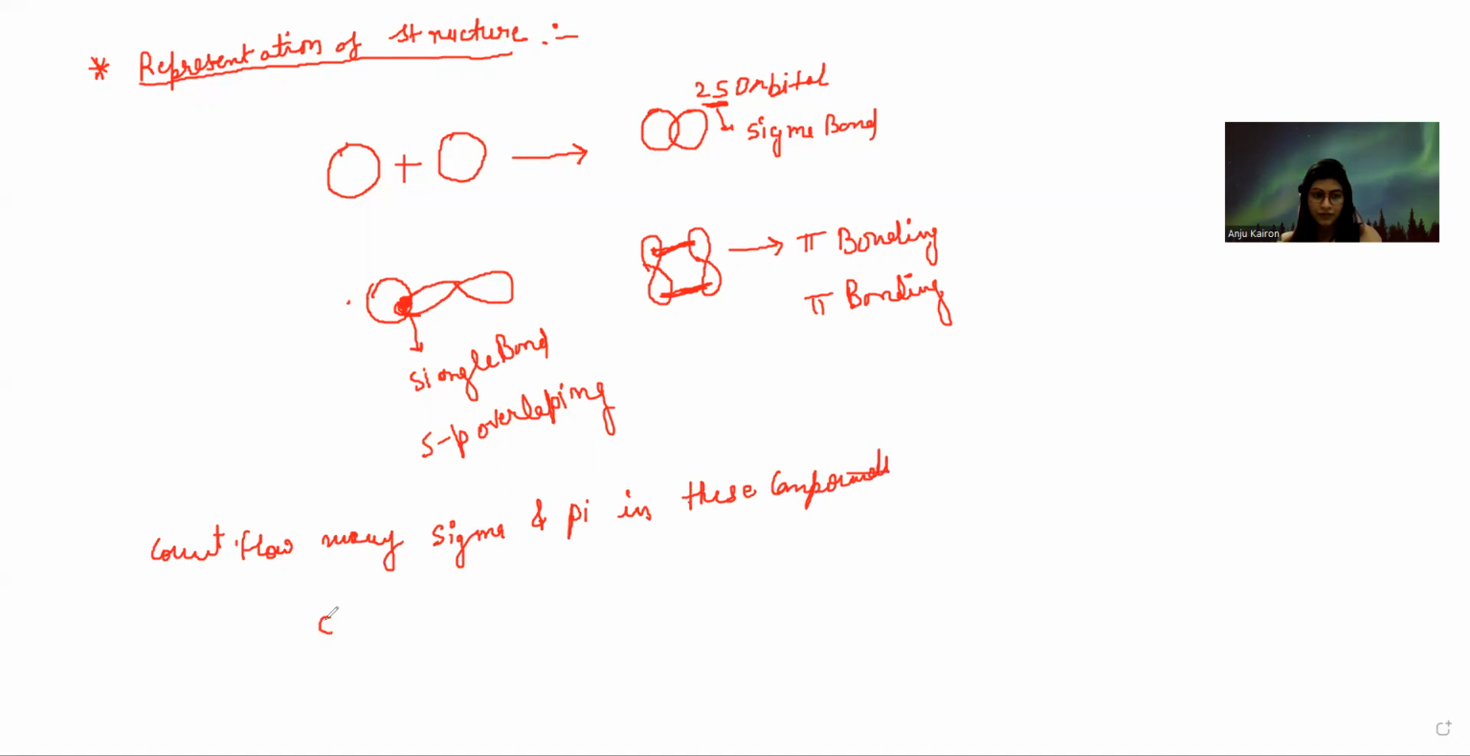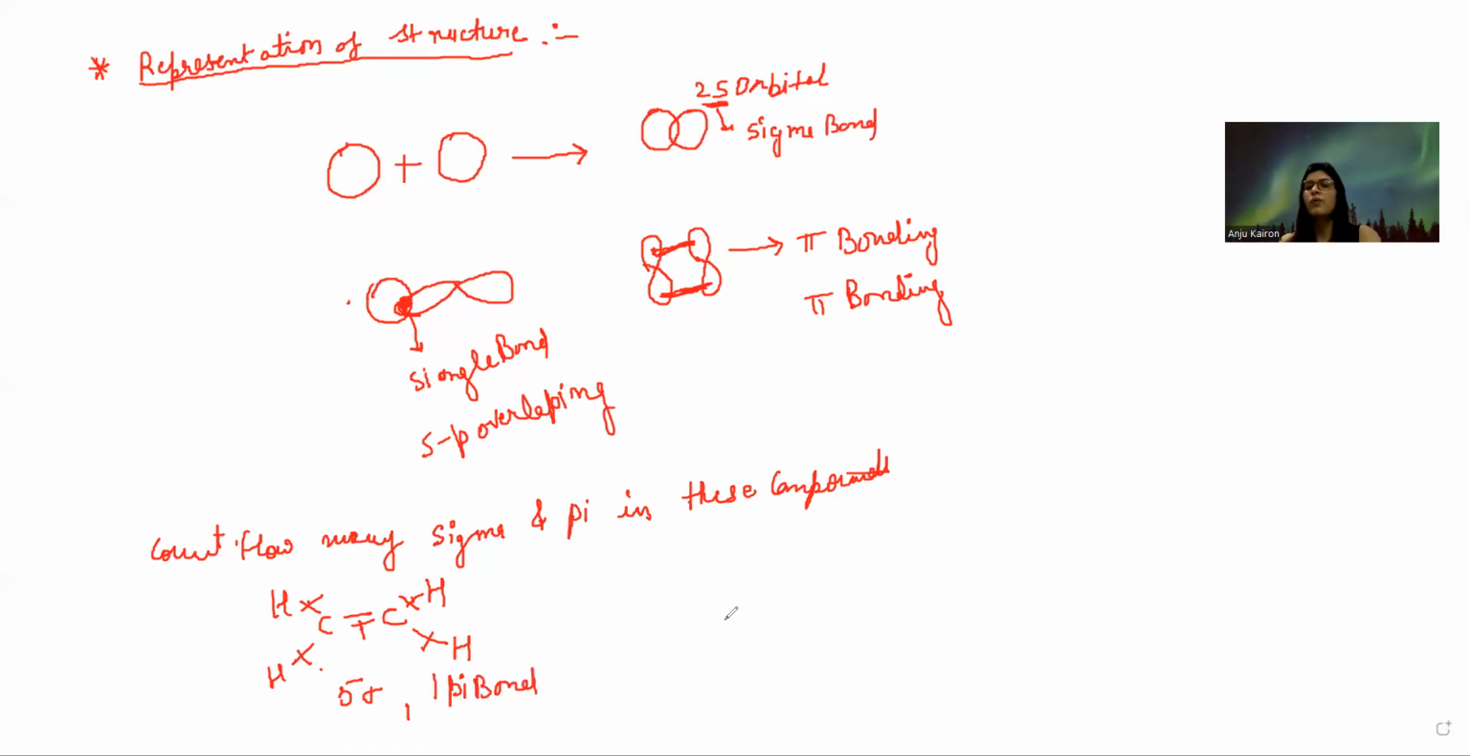Let's see, we have hydrogen, carbon, hydrogen, and hydrogen. Now count the sigma and pi. 1 sigma, 1 sigma. These are sigma bonding. 1, 2, 3, 4, 5. All right, 5 sigma bonds and 1 pi bond.